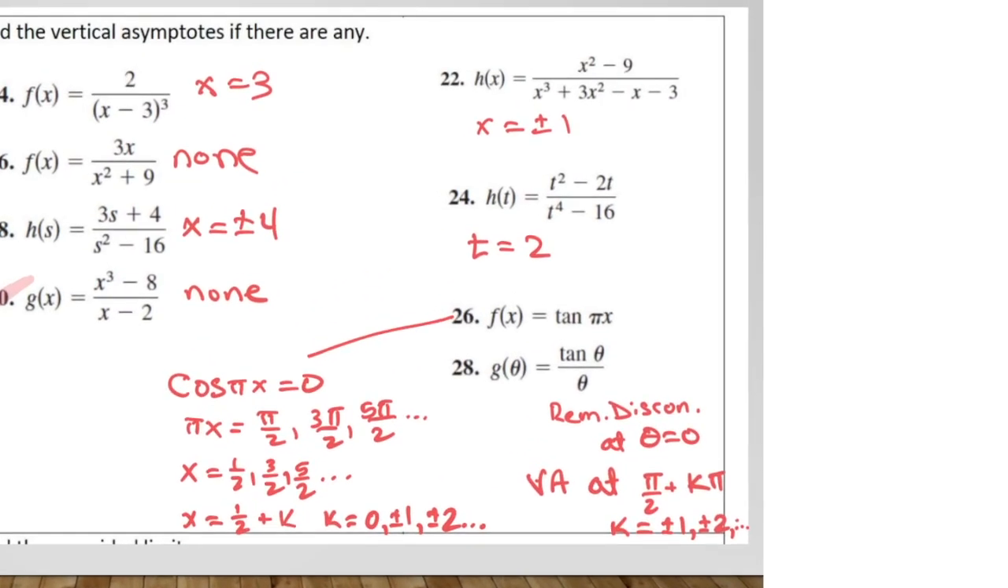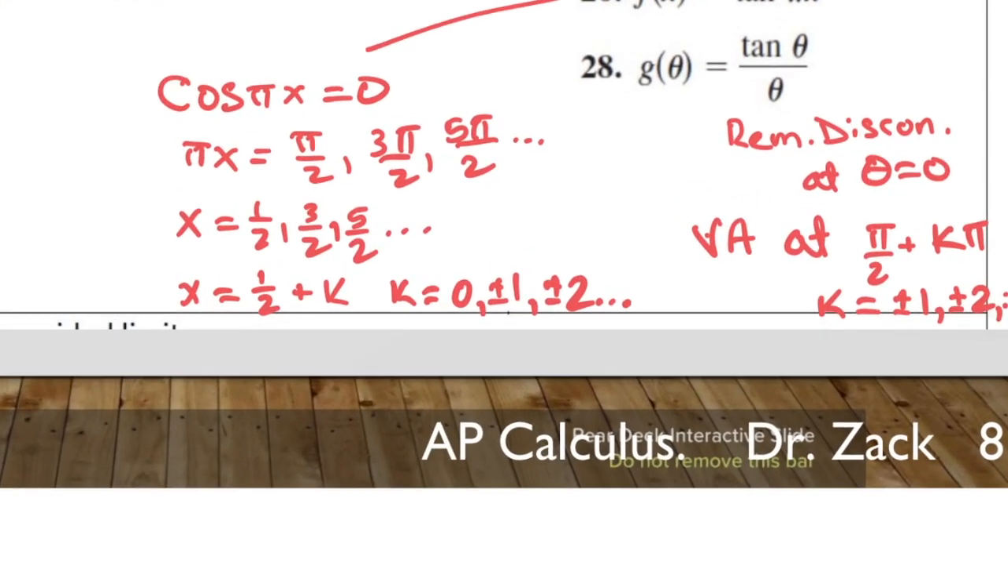Number 22, you're going to have to do some factor by grouping in order to determine which factors are removable discontinuities and which ones are vertical asymptotes. Same thing with number 24. 26, so we're going to look at a little bit more closely.